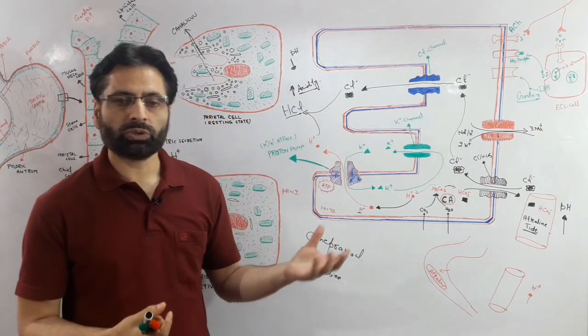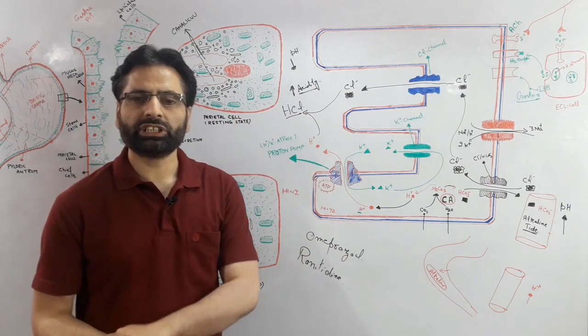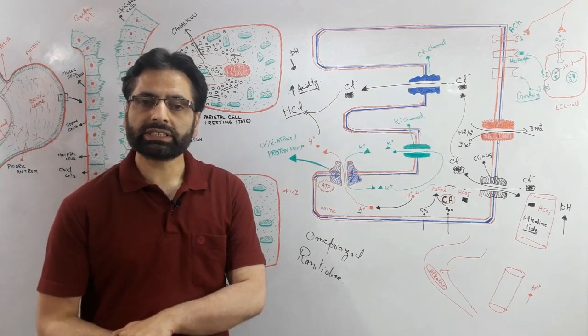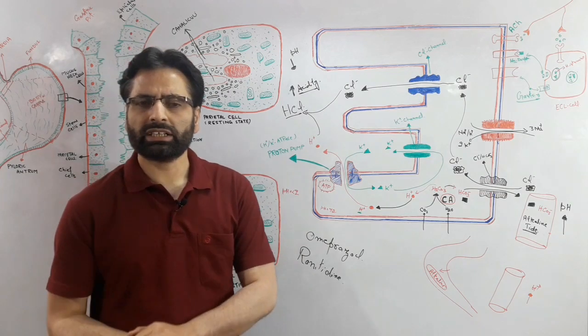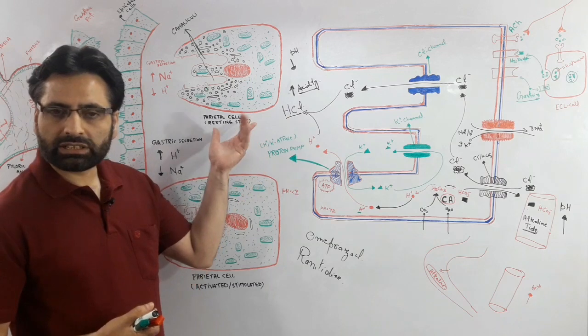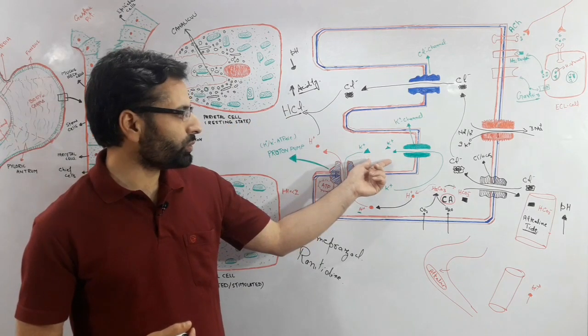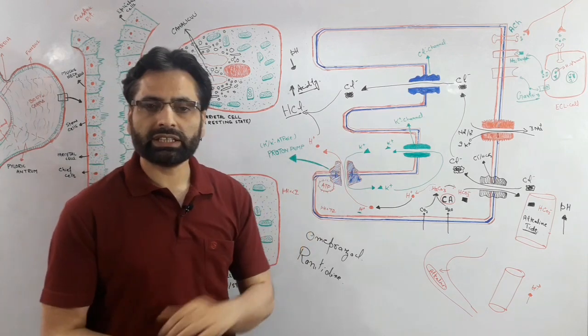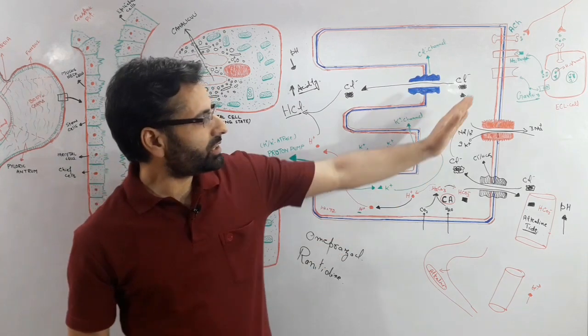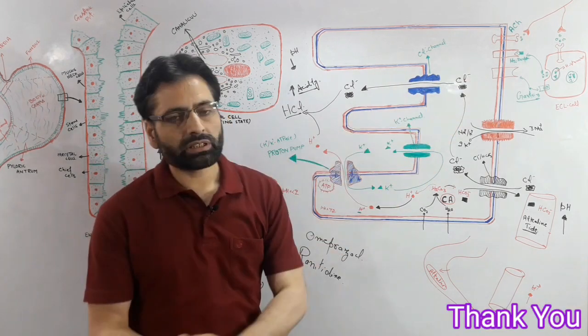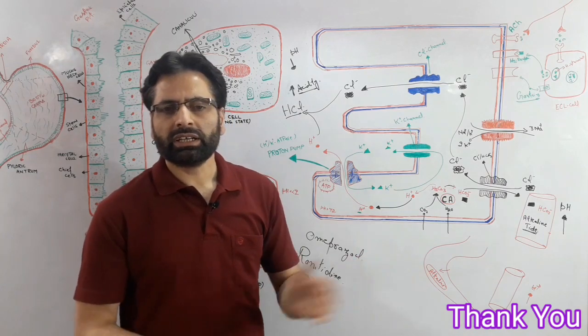So this is all about the mechanism involved in the secretion of hydrochloric acid by the parietal cell. It is now clear that the parietal cells are in a resting state, and when stimulated they secrete hydrochloric acid into the lumen, and this secretion is stimulated by acetylcholine, histamine, and gastrin.